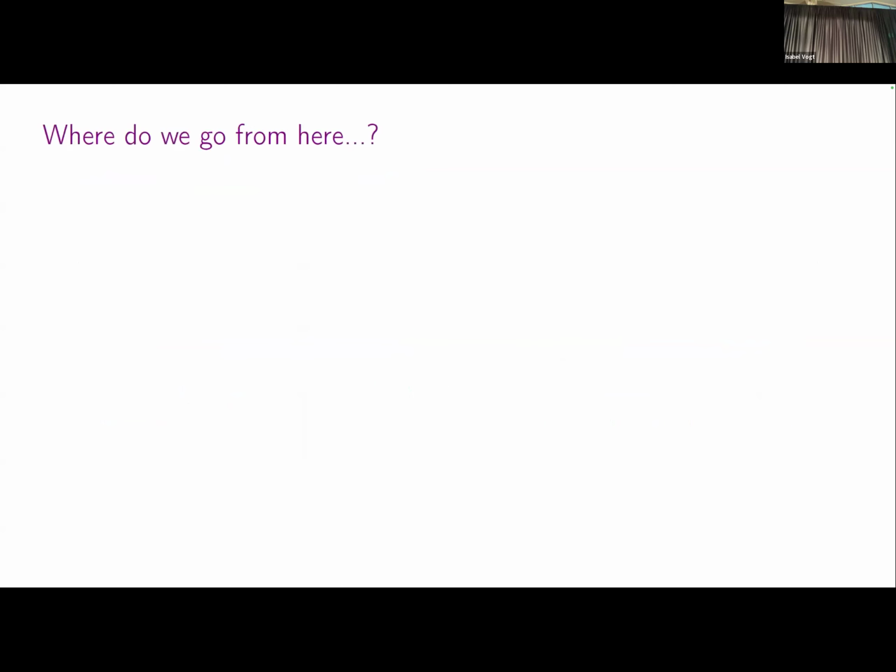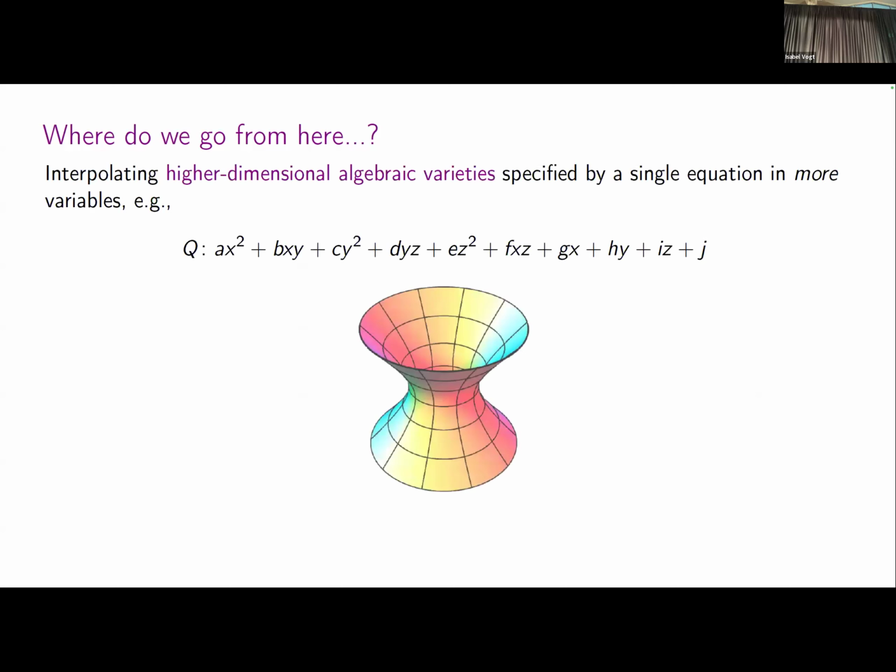All right, so where do we go from here? So one thing we could do is we could say that was pretty fun. Let's stick with equations, but have more variables. So we could consider interpolating higher dimensional algebraic varieties specified by a single equation, but in more variables. So I showed you this extended linear algebra example of conics. So what if we just throw in one more variable? So we still look at degree 2 polynomials, but now in 3 variables. So this gives me quadric surfaces. So how many general points should a quadric surface interpolate?